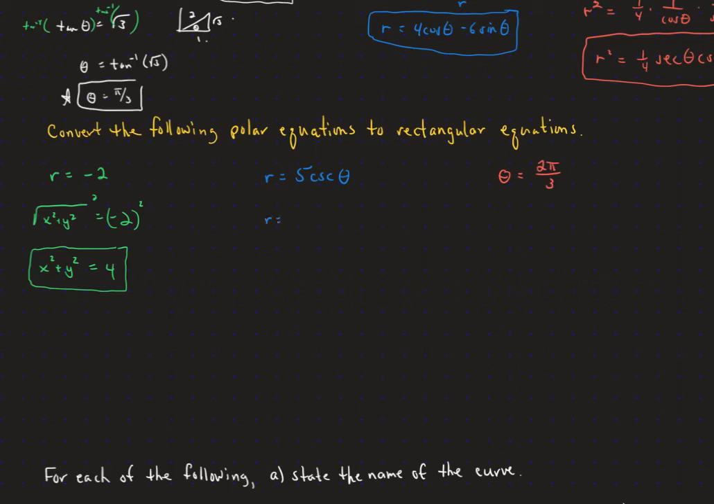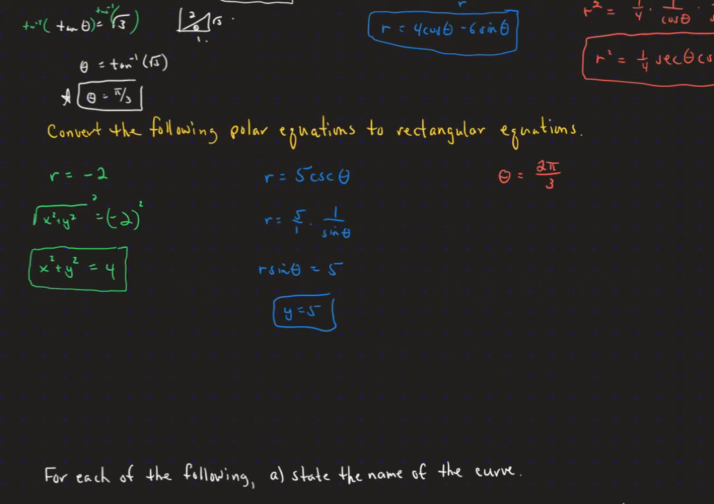The next one, we're going to think of that as 5 times, and the cosecant is 1 over sine theta. So if we multiply that sine theta to the other side, we're going to get r sine theta equals 5. This is good news because r sine theta is y. And there it is. That's actually just the horizontal line, y equals 5.